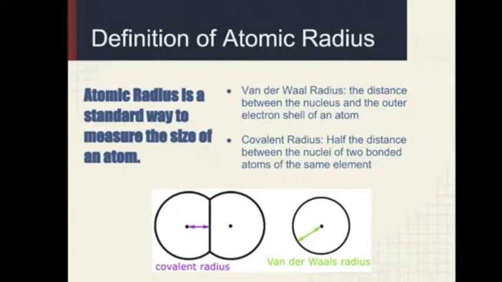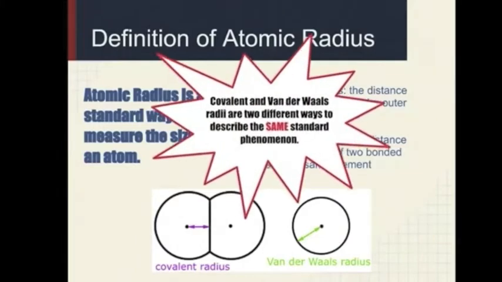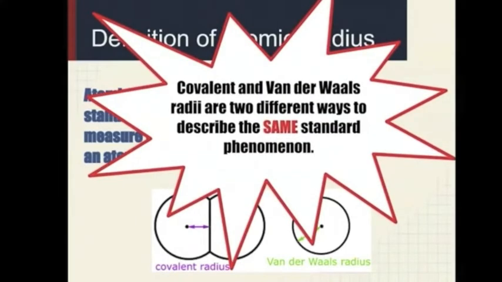A second definition of atomic radius is half the distance between the nuclei of two bonded atoms of the same element. This is called covalent radius. Remember, van der Waals and covalent radii are the same thing. They're two different ways to describe the same phenomenon.